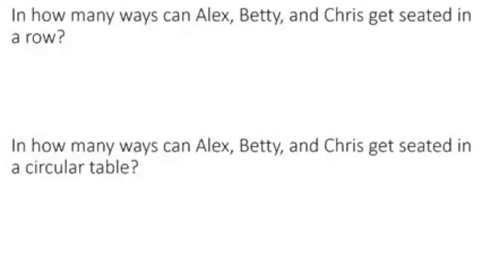In how many ways can Alex, Betty and Chris get seated in a row? So guys, general example. What should the answer be? For the first place 3, 2, 1. So the answer will be how much? 6 ways. What about the next thing here? Circular. By circular, how can I approach? Circular table. Any answers on how to approach a circular table here?